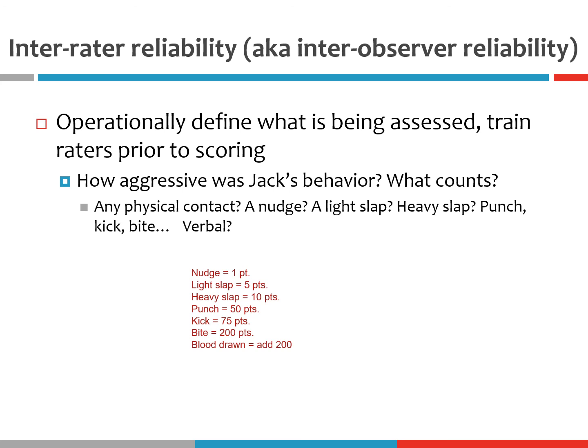So ideally, you would come up with some kind of score system, right? Where a light touch, like a nudge, would give 1 point, whereas a bite or drawing blood would give 200 points, right? And then your observers would simply sum up the score. So you want to make sure that you've made your scoring instrument as objective as possible to yield consistency in your scores between observers.